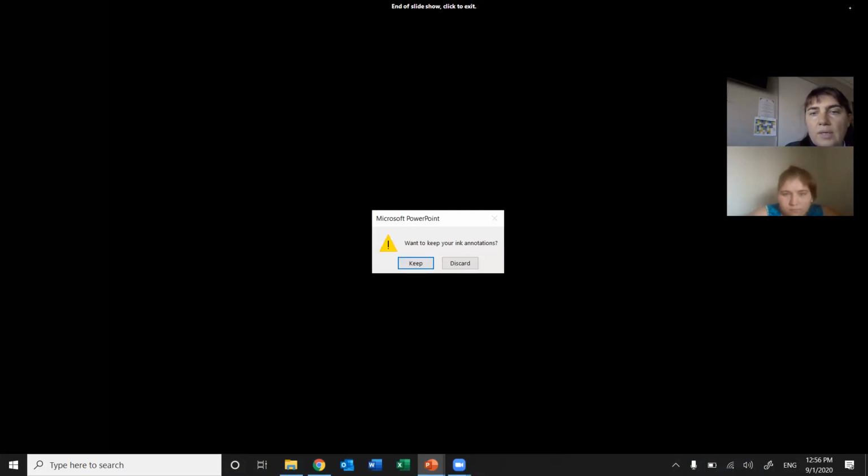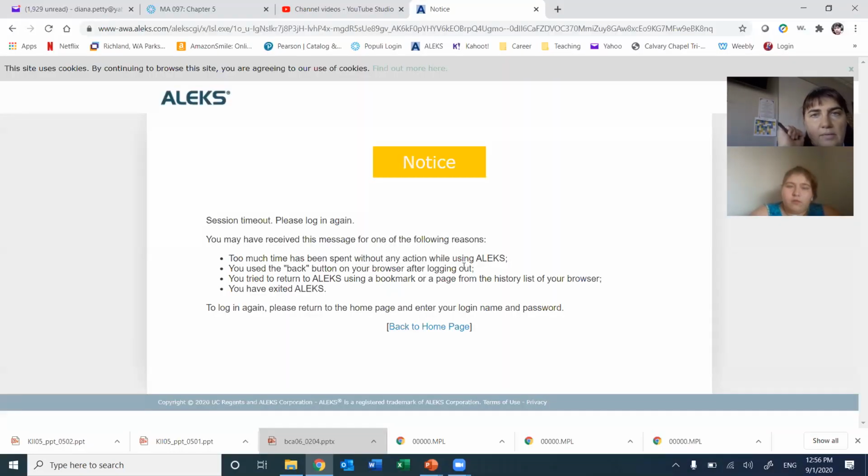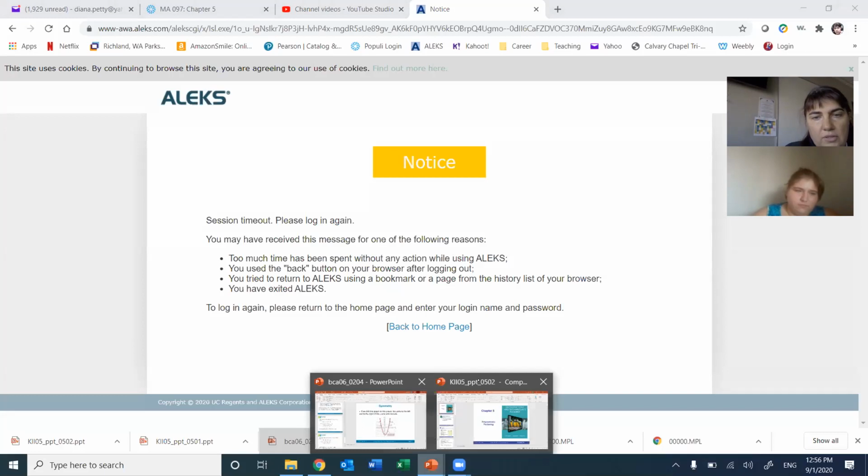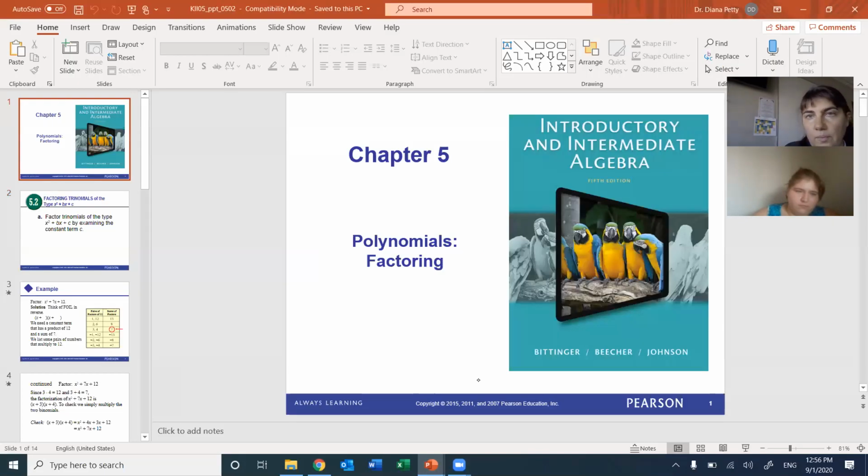Want to keep your ink annotations? No. Definitely don't want to keep them. Okay. But this was a good thing. I guess I can keep the PowerPoint. Okay, so then we open the other PowerPoint, which is chapter 5.2.